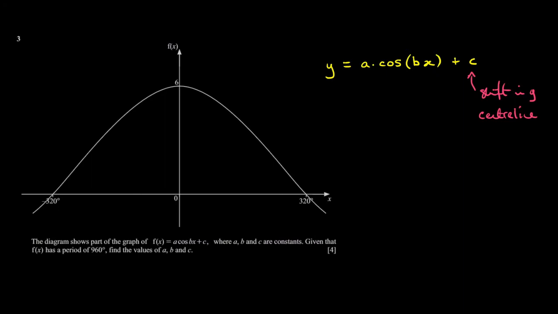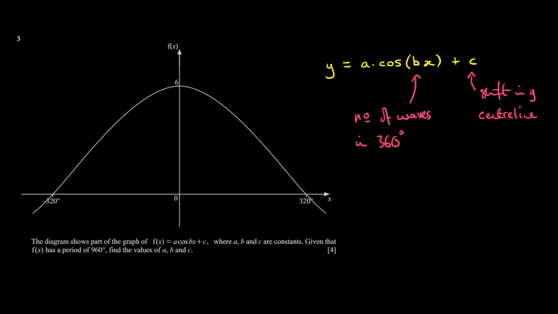Okay, what about B? Now, the classic error with B is that students seem to think that it is the period of the graph. It is not the period, right? It is the number of waves in 360 degrees, or if you're using radians, in 2 pi radians. Now, that is related to the period, but it is not the same thing. So, for example, if B is 2, there are 2 waves in 360. If B is 3, there are 3 waves in 360.